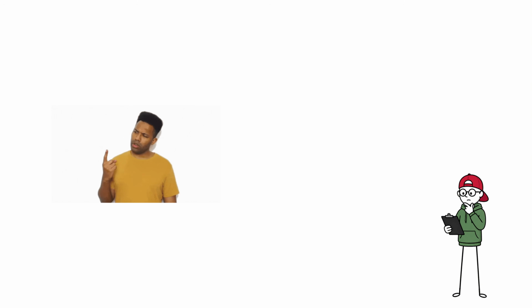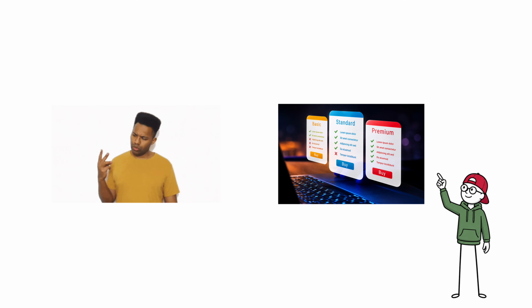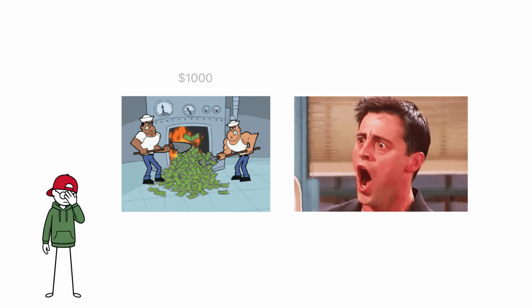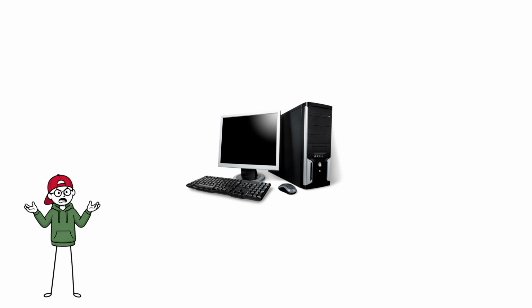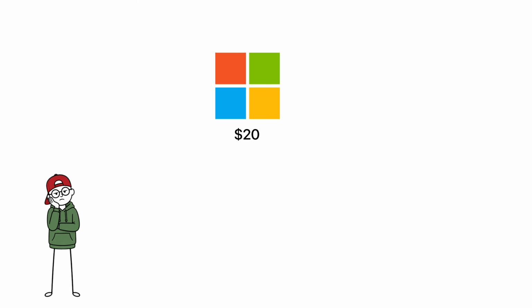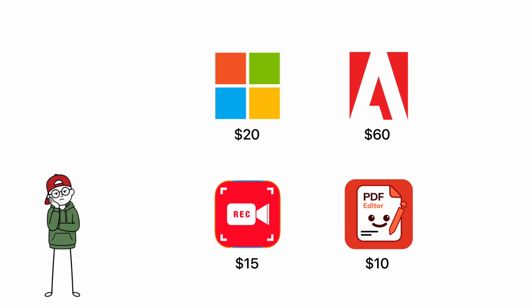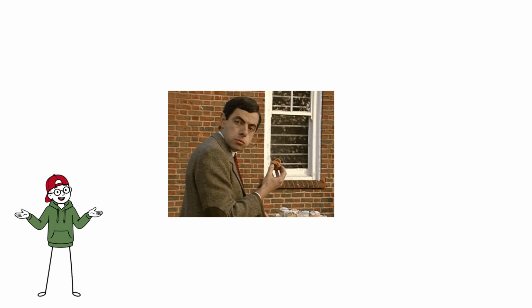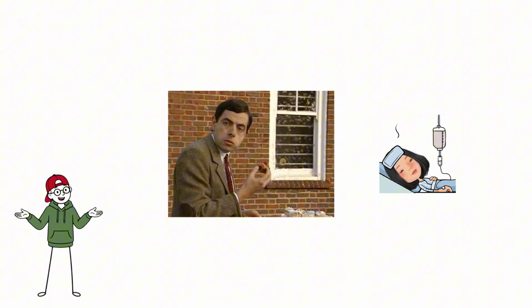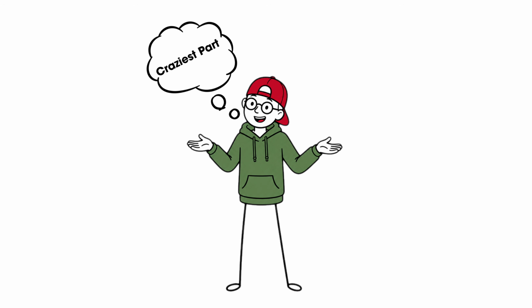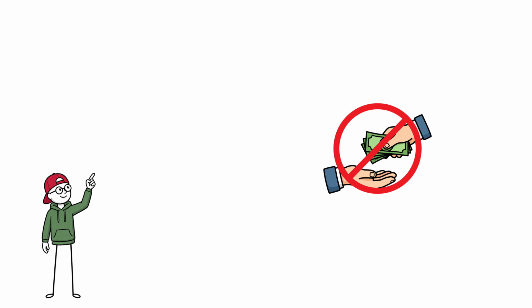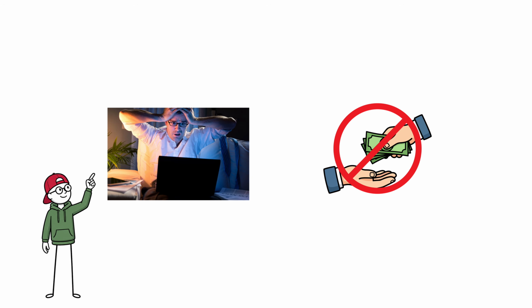Did you know that if you actually calculate your software subscriptions right now, you are probably bleeding over $1,000 a year just to use your own computer? 20 bucks a month to Microsoft, 60 to Adobe, 15 for a screen recorder, another 10 for a PDF editor you use twice a year. It is death by 1,000 cuts. And the craziest part? Once you stop paying, you lose access to your own files.